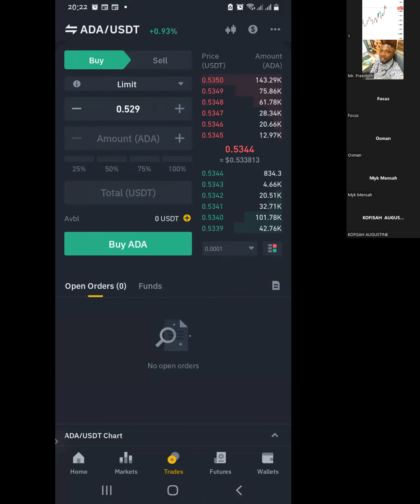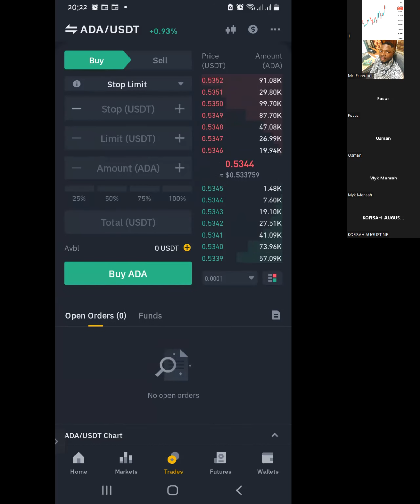So the difference between market and limit. Now, this is the thing. For me, I always prefer using stop limit. The reason why I like using stop limit is that, especially if it's futures and you use limit, somehow the market follows the rule of buy low, sell high. So if you use limit and the current market price is below your limit price, the moment you do it, the trade will execute.